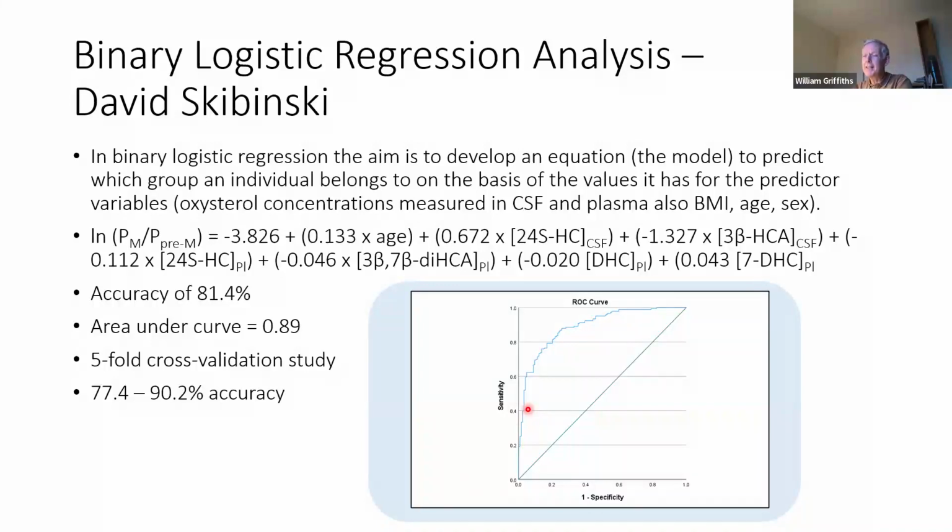So what I think is happening, to be honest, is, as HD progresses, neurons die, you have fewer neurons available to make the 24-hydroxycholesterol, so you get less of it in the bloodstream. So that's what I think is going on.